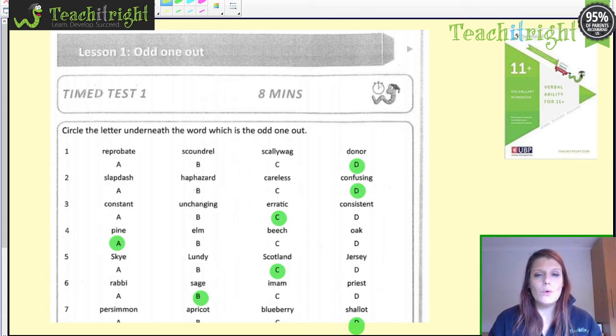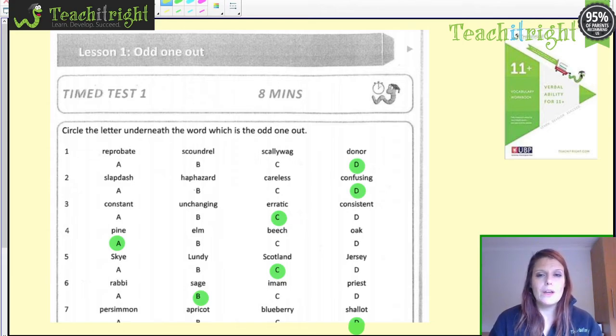So number 1, all of those other words mean a bad person. I doubt you're familiar with the term reprobate. So that would be one, for example, that you could put in your word and meaning book. And you can look in a dictionary for some of these as well to get further clarification. And a donor is somebody who gives something, who donates.